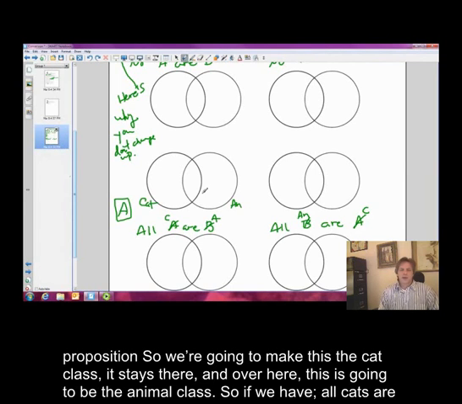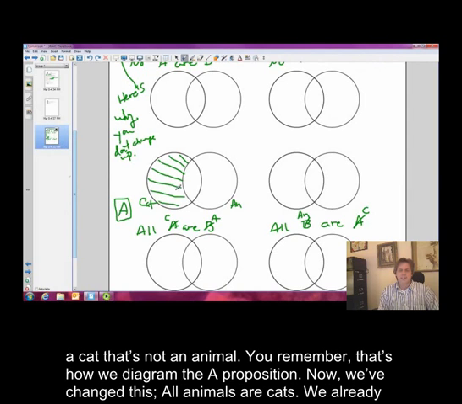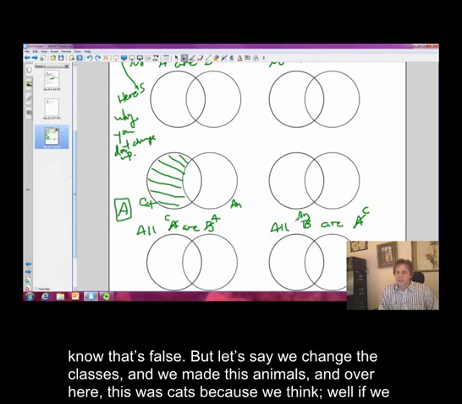All right, so if we have all cats are animals, that means, just like the A proposition, this is going to be shaded because it's empty. If every cat is an animal, you're never going to have a cat that's not an animal. So you remember, that's how we diagram the A proposition. All right, now we've changed this. All animals are cats. We already know that's false.